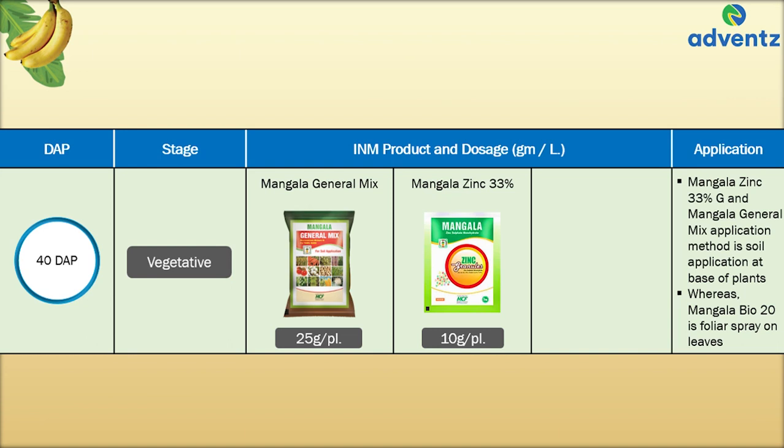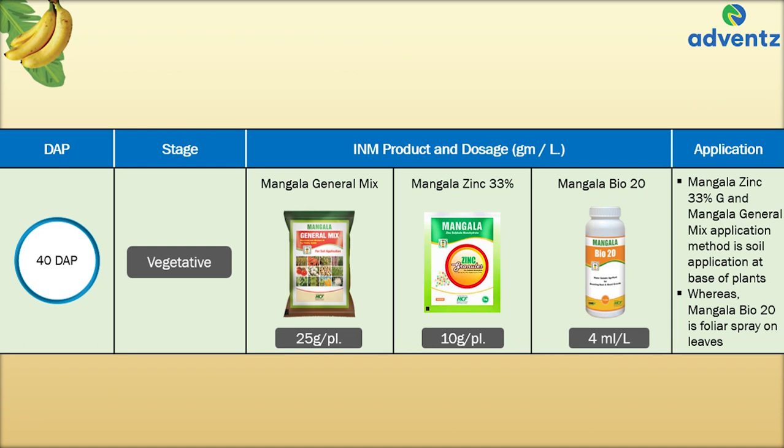Mangala Zinc 33% G and Mangala General Mix soil application method is soil application at the base of the plants. It needs to be followed by foliar spray of Mangala Bio 20 at the rate of 4 milliliter per liter. This is for vigor, vegetative growth of plants.